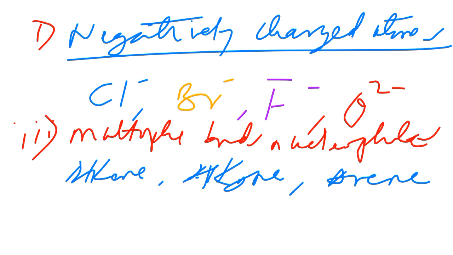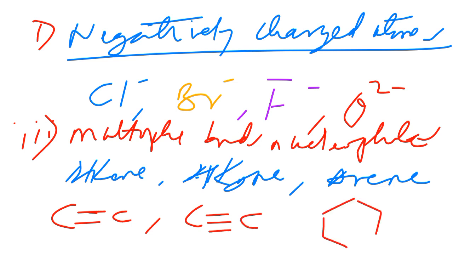For the alkene, we look at the double bond, and also here we can look at the alkyne, which has a triple bond, and also the arene, which is maybe a benzene. So this is what we call a multiple bond nucleophile. So when we look at the aspect of nucleophiles, we describe three things: negatively charged, multiple bond, and the ones with unpaired electrons, that is, a lone pair.